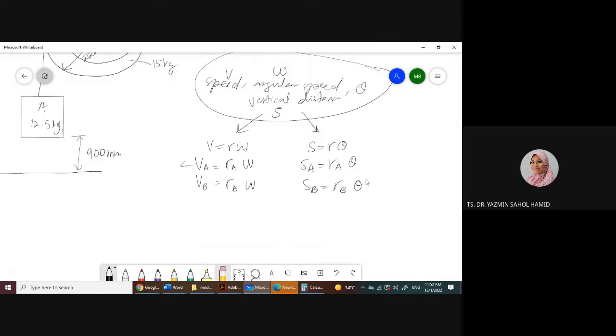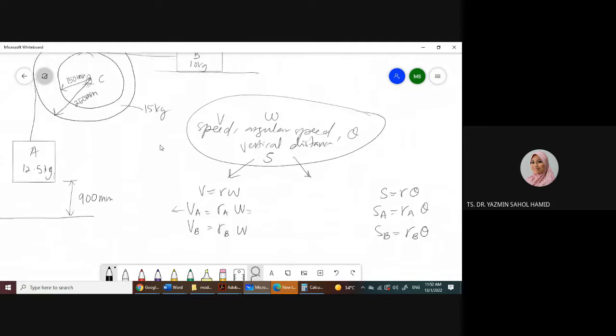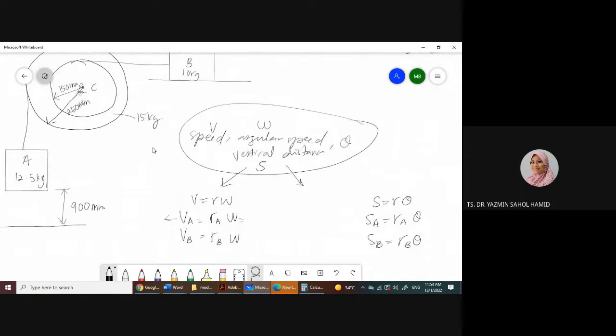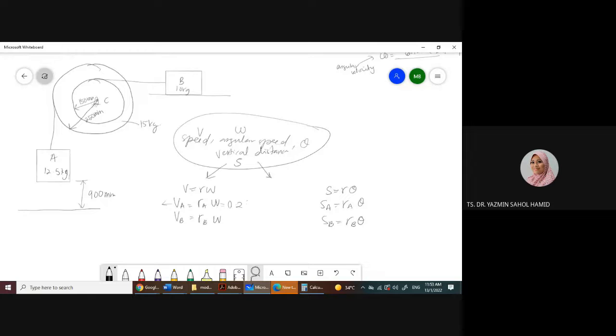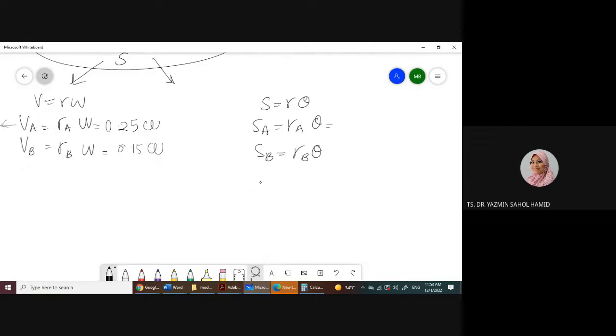Let me move this a bit here. Right, so this is when you relate the formula. Is RA 0.25 or 0.15? Which one? RA will be 0.25. Don't make a mistake, sometimes these are the things that cause you to make mistakes. So VA is 0.25 omega, and this one will be 0.15 omega. Easy. Same for this: 0.25 theta, and 0.15 theta.